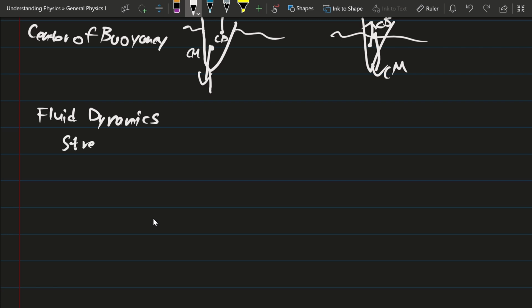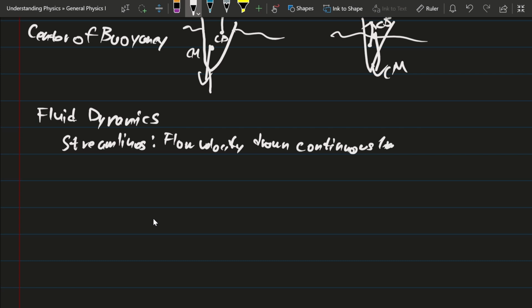Streamlines are basically a flow velocity that is drawn in a continuous line, and the spacing measures flow speed. Why is this? I will talk about this later when we talk about the continuity equation, and this is related to it.